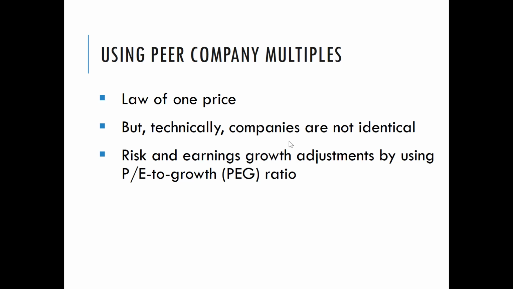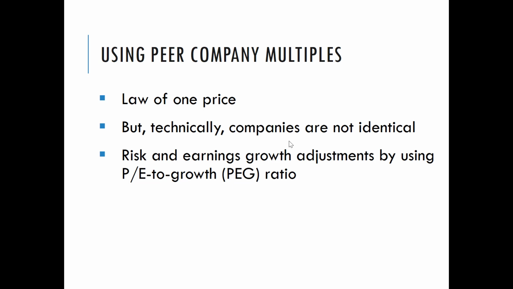So again, when we're looking at any of these approaches, let's say we select a few company peers like you've done for your project. We assume a law of one price in this instance, in the sense that similar firms should be valued at similar prices. But technically, companies are not one and the same. They're not identical. They're different. So even though they're in the same industry, that does not mean they have the same growth rate, or the same product portfolio. So we need to consider some of these things.